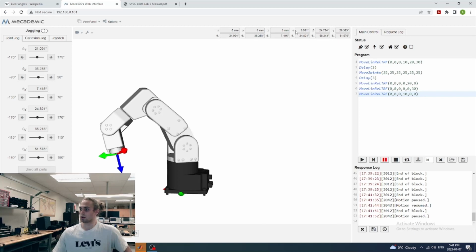And we've got a completely different set of Euler angles. Is it done moving? Yeah. Cool. So that's it for part 1.